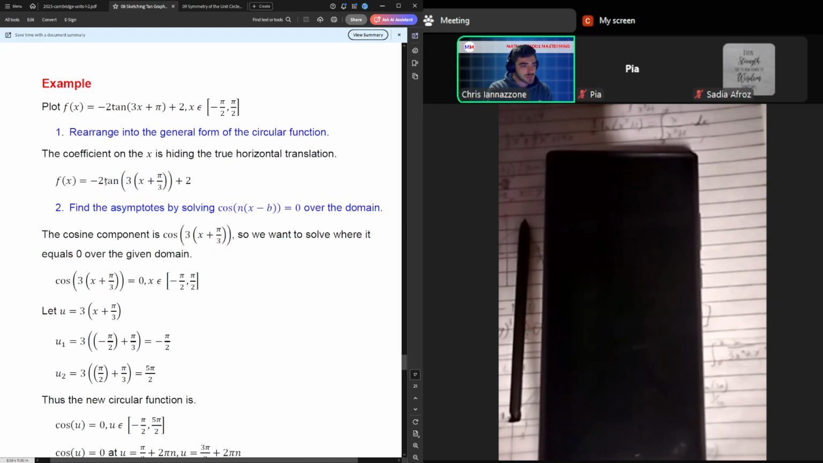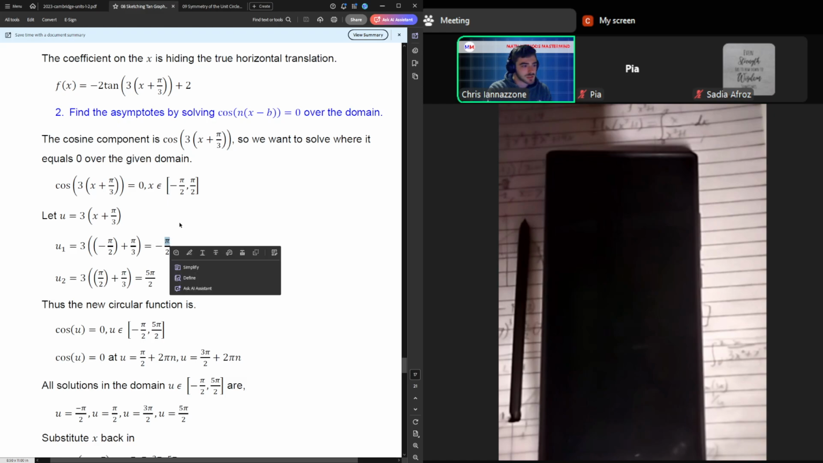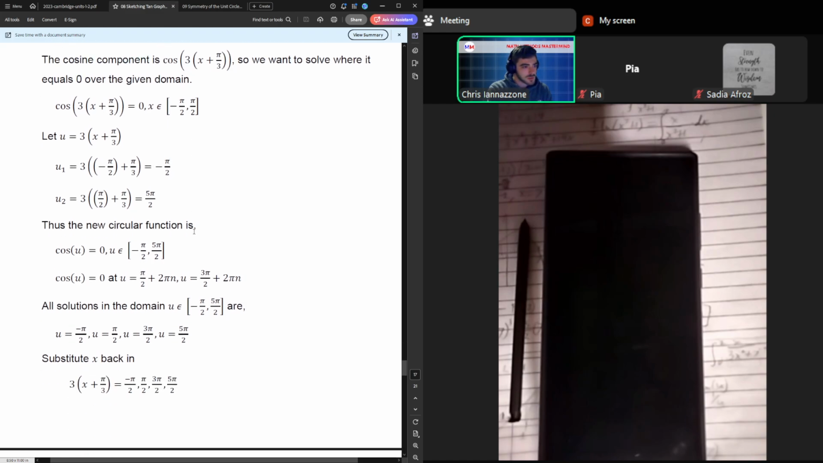If you want to find asymptotes, you basically just replace the word tan with the word cos, and then you just solve for where that equals 0. So you want to solve that equals 0. Again, it's going to be your plus minus pi over 2. Yeah, this is just solving circular functions like we've done plenty before.